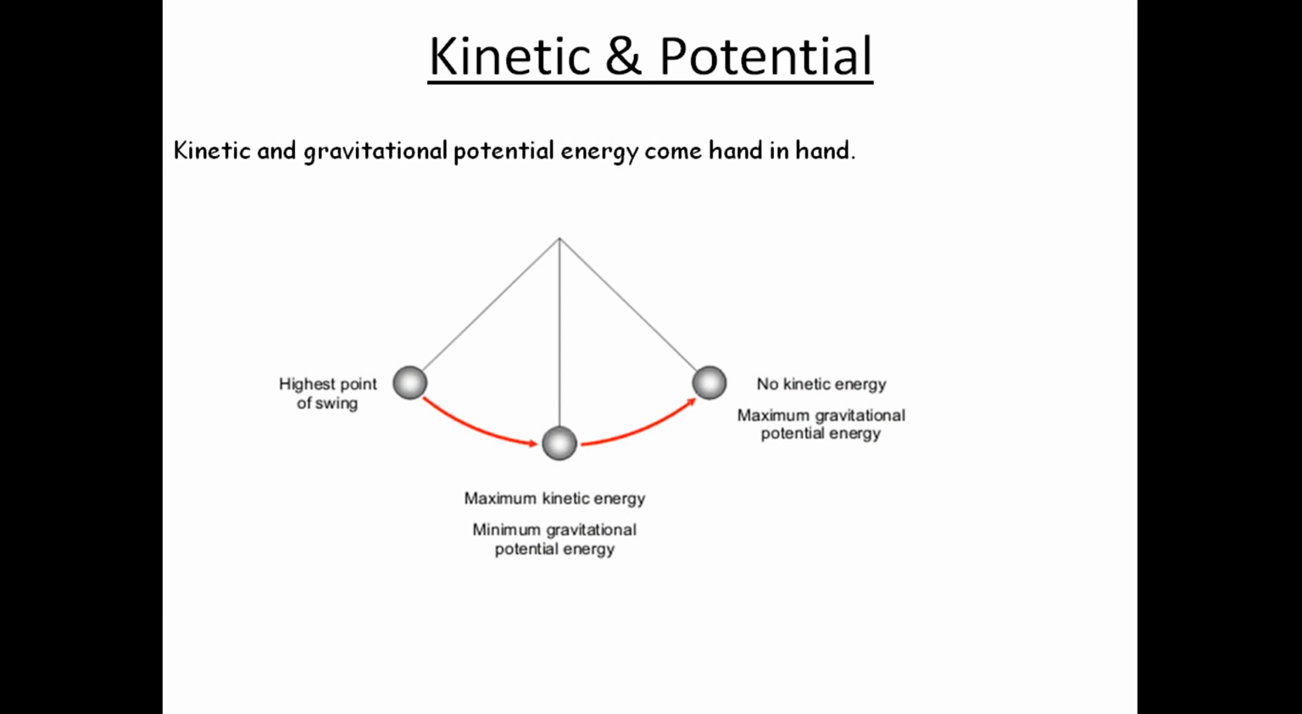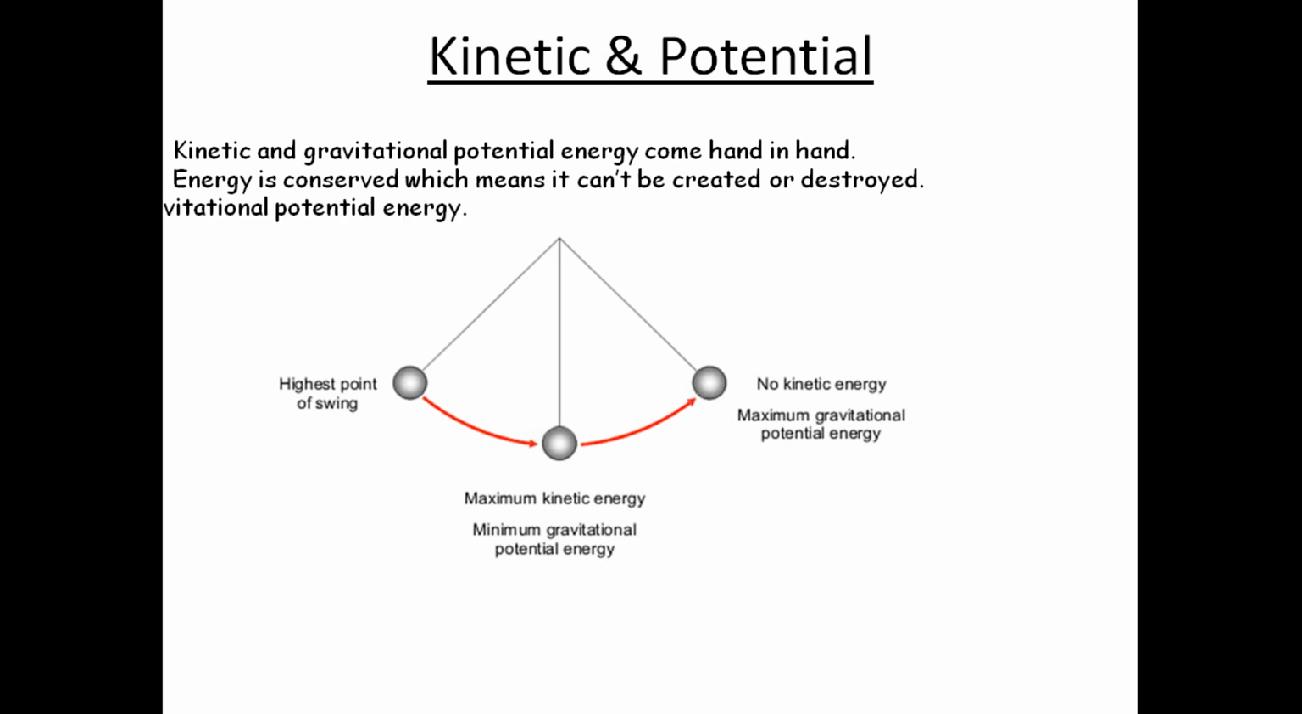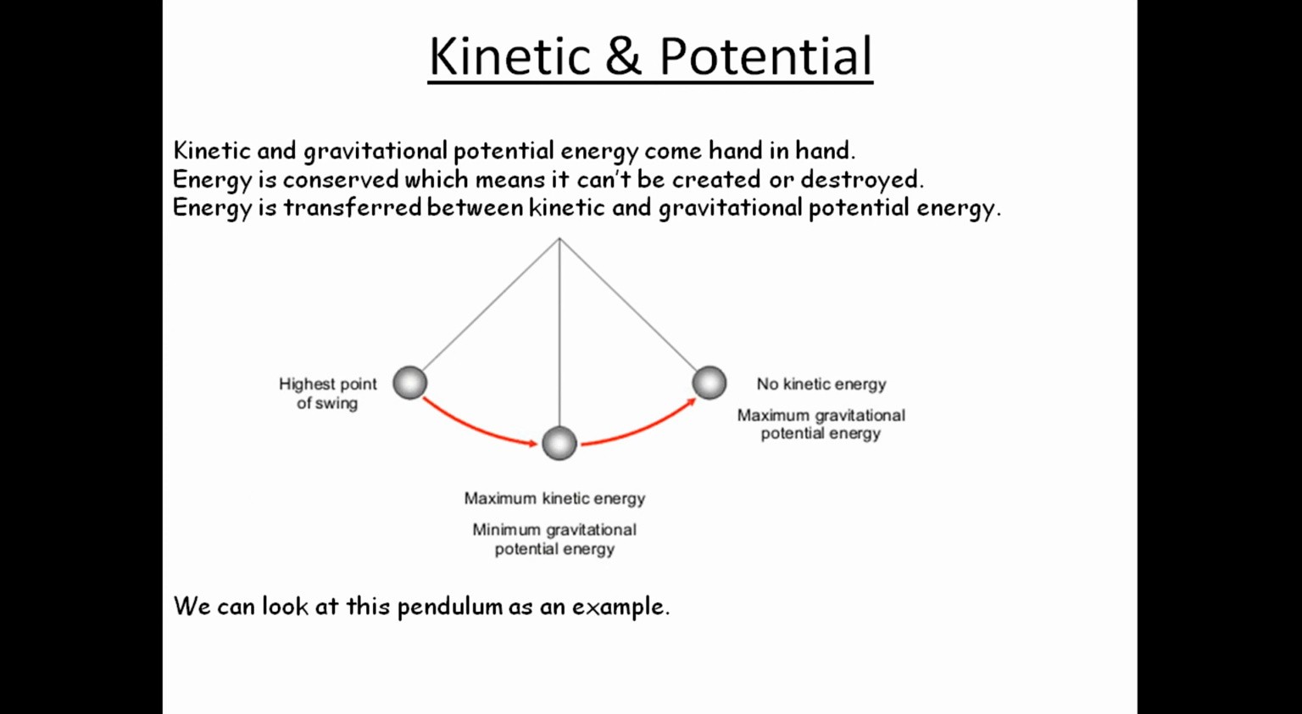Have a look at this one here. Kinetic and gravitational potential energy come hand in hand. Energy is conserved, which means it can't be created or destroyed. It is transferred between kinetic and gravitational potential energy. You can see in this diagram here.